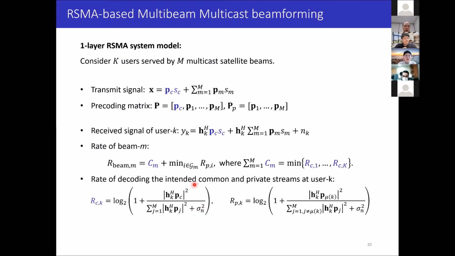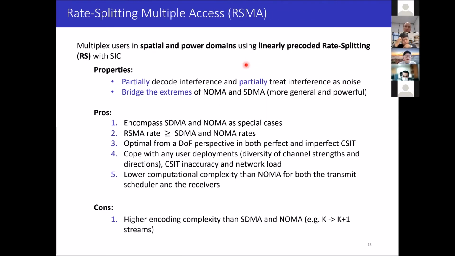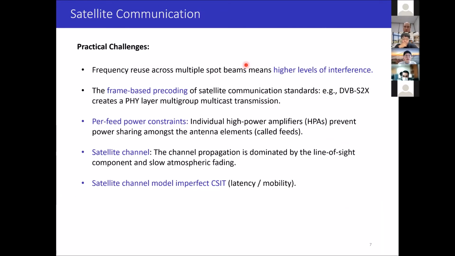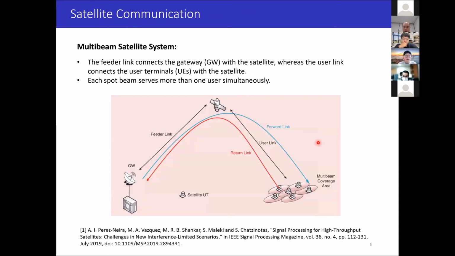So the way we model this is the following. You have K users that are served by M multicast satellite beams, as in this figure that I had earlier on. So imagine you have K users. Here you have 6 beams in this example. Let's say you have 20 users. And so in each of those groups, or each of those beams, you may have multiple of those users.